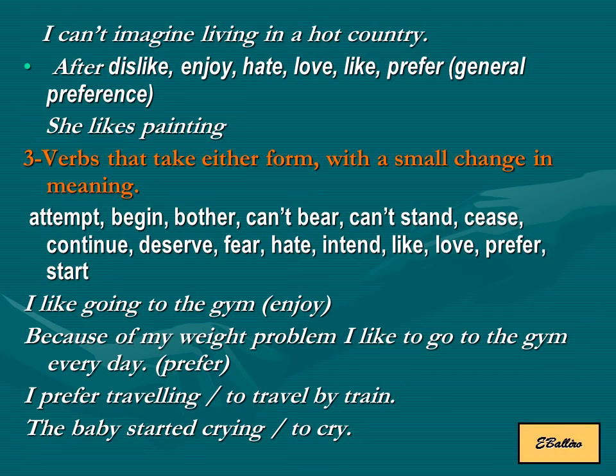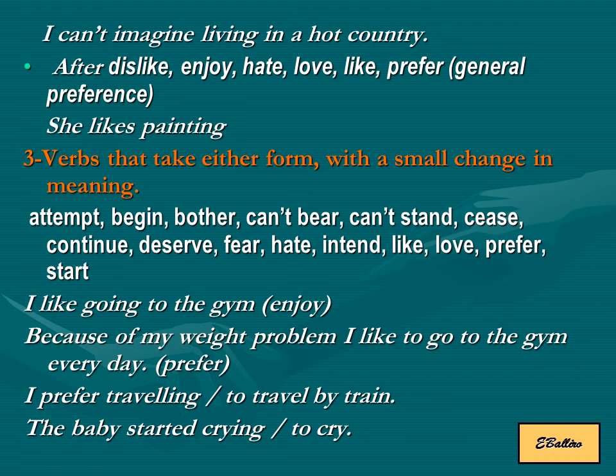Another group is verbs that take either form with a small change in meaning. They can accept to infinitive or ing. These verbs are attend, begin, bother, can't bear, cease, continue, deserve, etc. For example, I like going to the gym. It means that I enjoy doing that activity. But if I say, because of my weight problem, I like to go to the gym every day, it means that I prefer to do that.